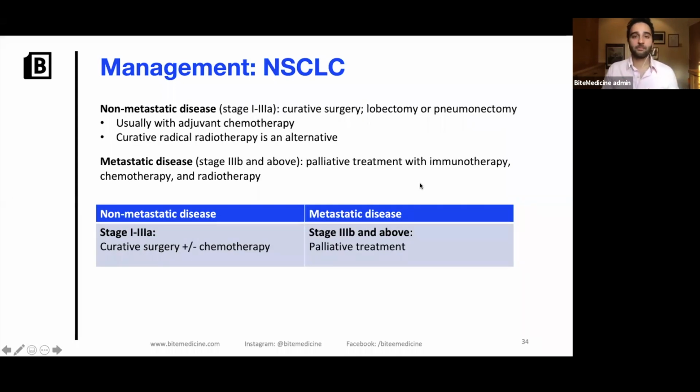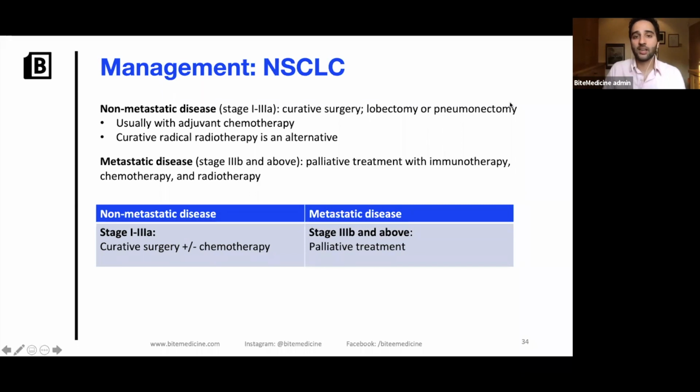Good, and then non-small cell lung cancers. So we've got a couple of options here. Non-metastatic disease, so relatively early stages as well. Stage 1, actually not even, a lot of patients will fit into this still. So non-metastatic disease, curative surgery, so lobectomy or removal of the lung. These patients don't usually present at such an advanced stage as patients with small cell lung cancer. That's why surgery is often more appropriate for these patients.